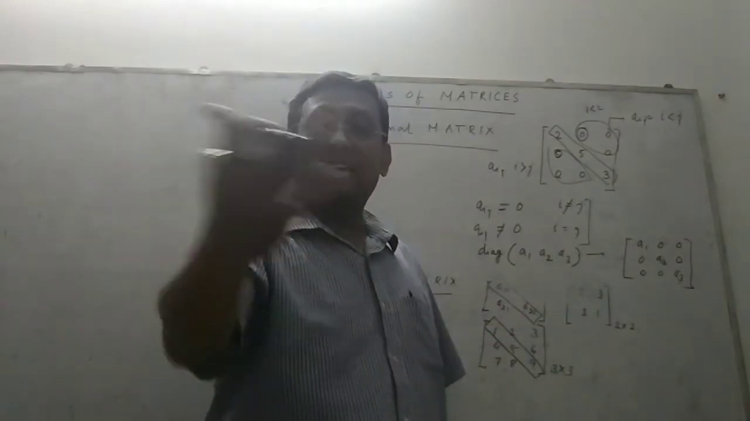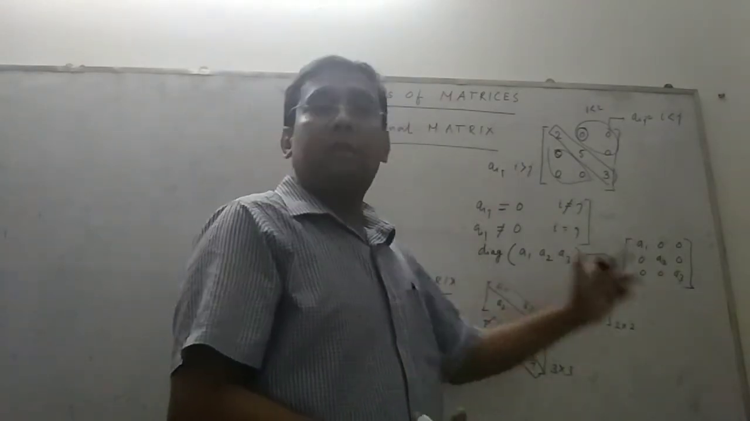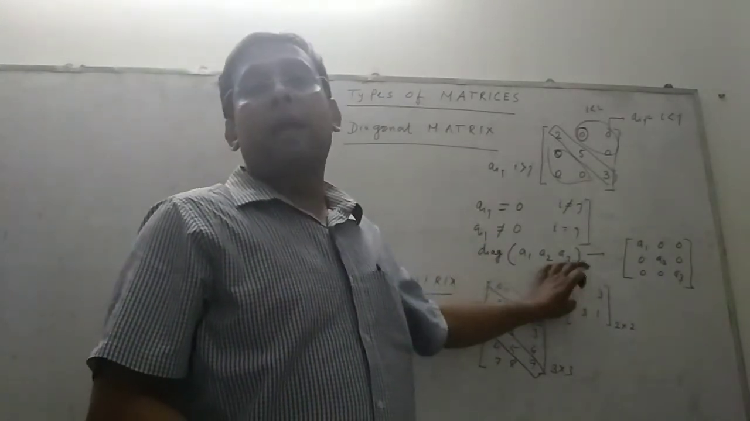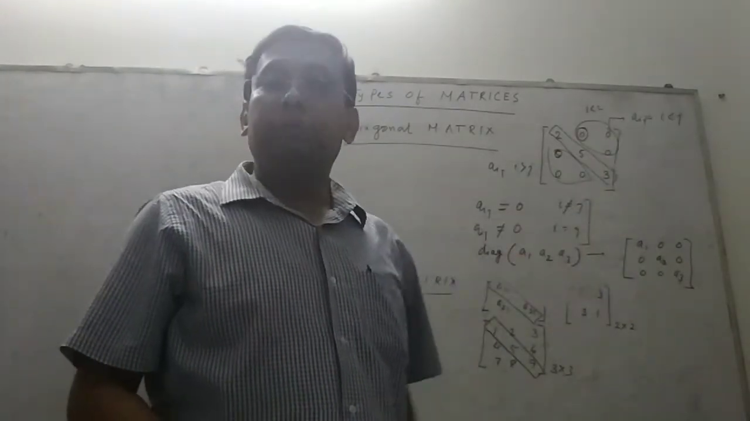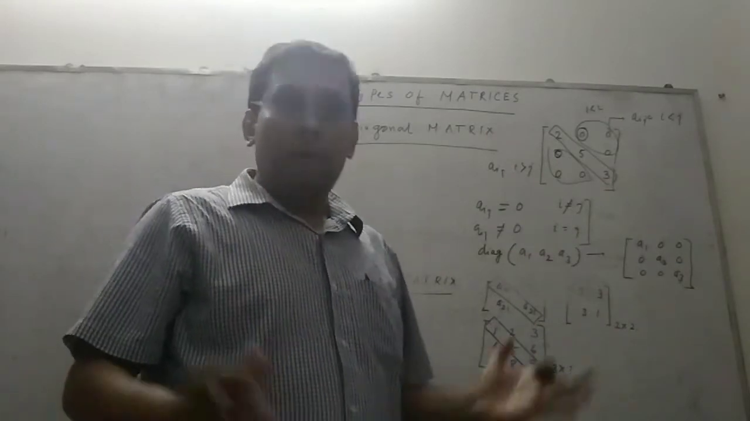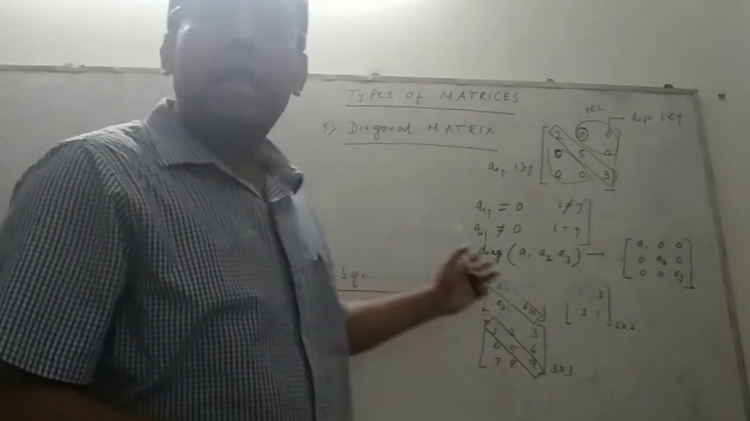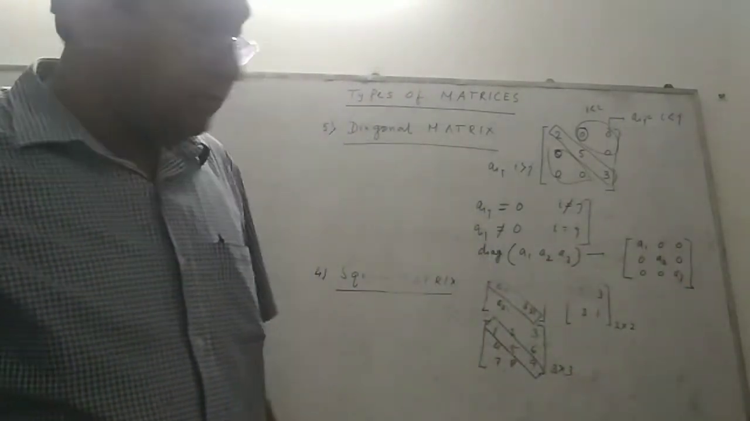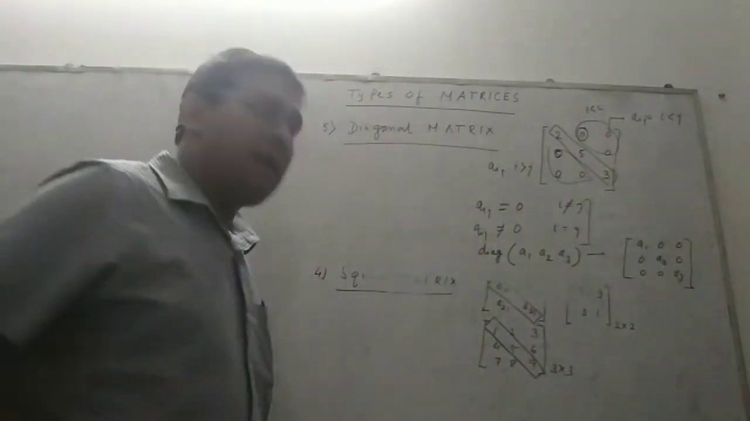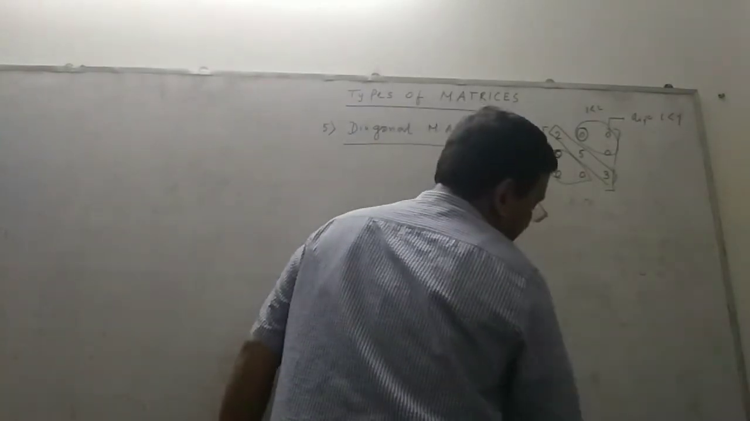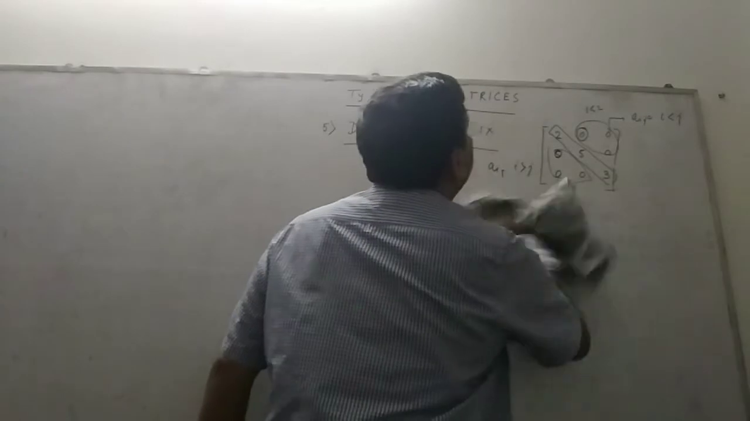In fact, in the assignment also you can get this type of question: add diag(a1, a2, a3) plus diag(b1, b2, b3). So you can understand that you are asked to add two diagonal matrices. Once you understand what a diagonal matrix is, next you have to understand the scalar matrix. Basically these are all the same, but conceptually they are something different.